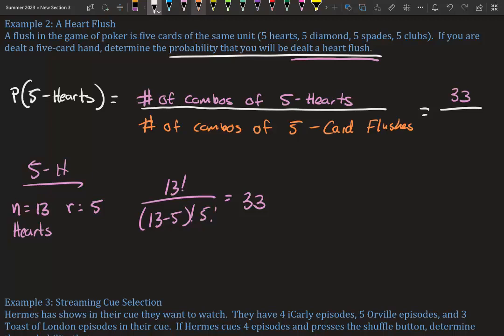Now we need to know all of it. Your 5-card flushes. We need to know all types of 5-card flushes. So we still need our N and our R. Remember, your R is never going to change because you can only have 5 cards in your hand.